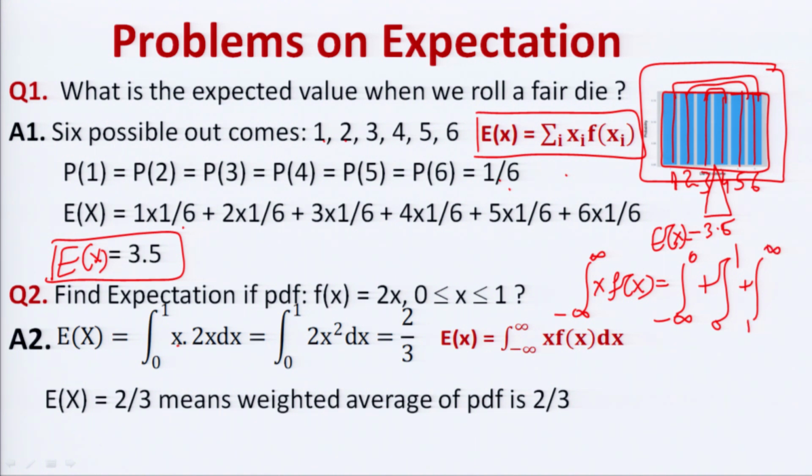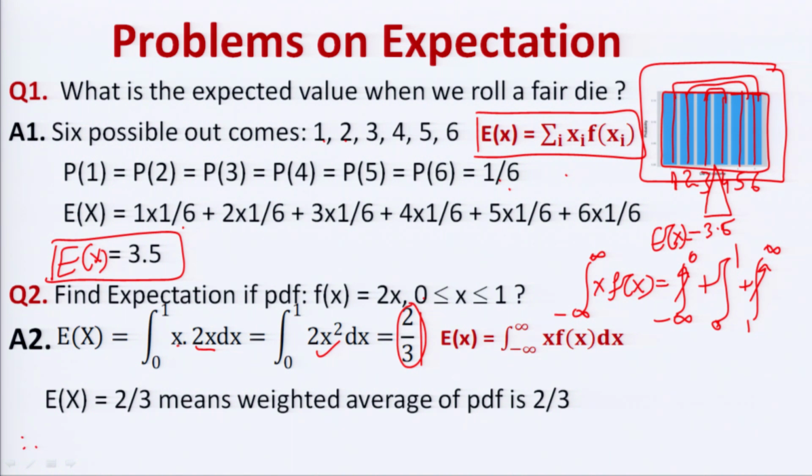Now, the function is defined over the values 0 to 1, and for the rest we can consider it as 0. So these two integrals become 0, and the expectation, x times f(x), is equal to the integral from 0 to 1 of x times f(x) dx, which is 2x square, and the integral value of 2x square is 2 by 3. Now, this expectation 2 by 3, what does it mean?